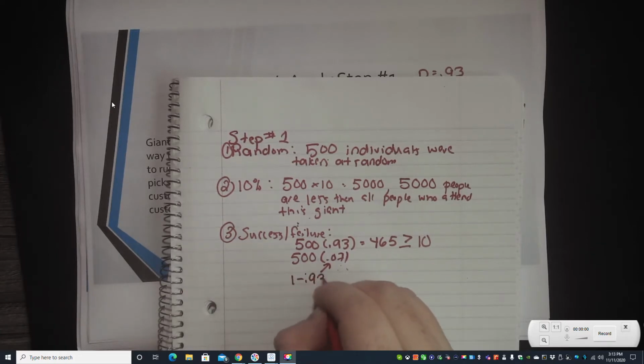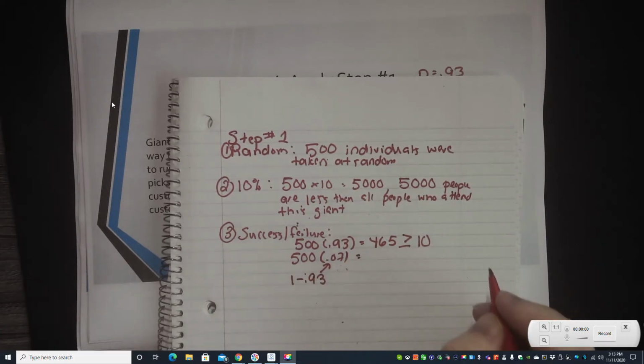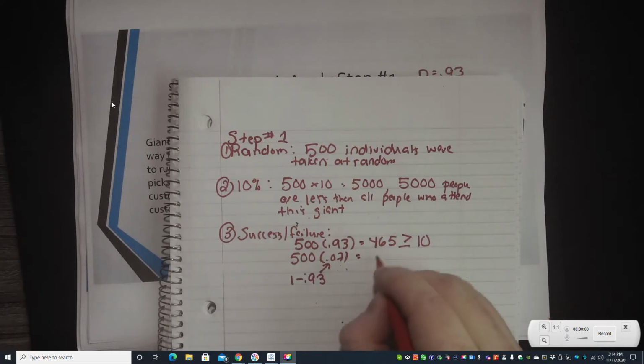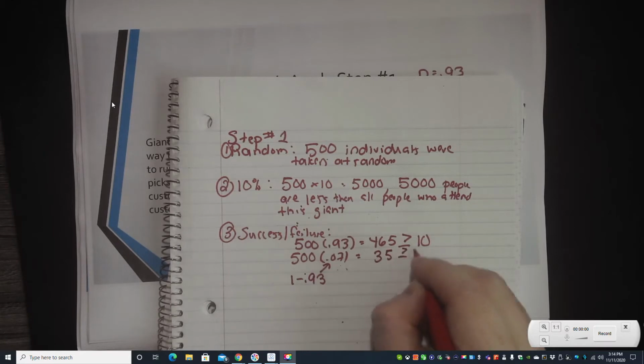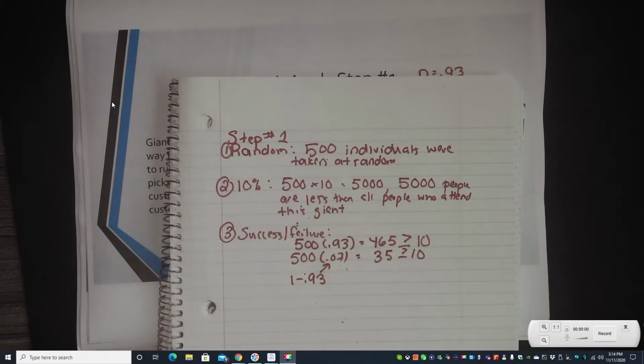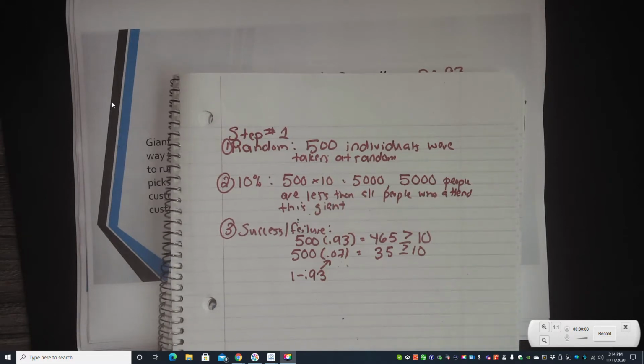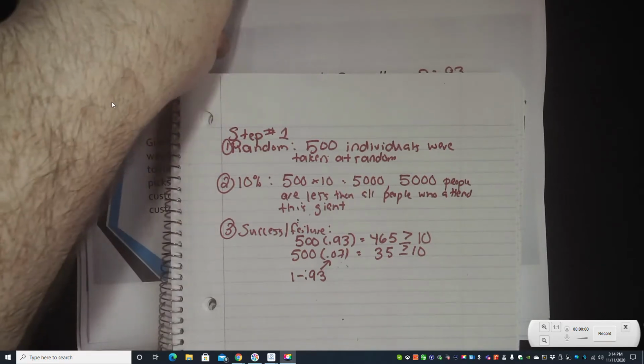So 500 times 0.07 gives me 35, which is greater than or equal to 10. And so with those three things working out, that means we can actually do our hypothesis test. So we're going to move on to step number 2.